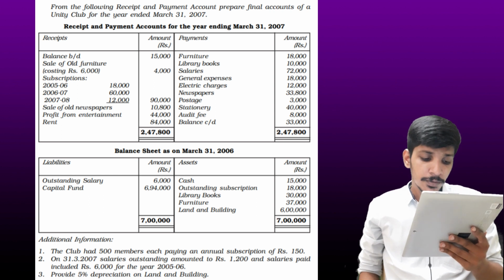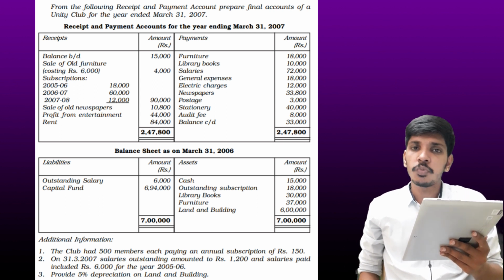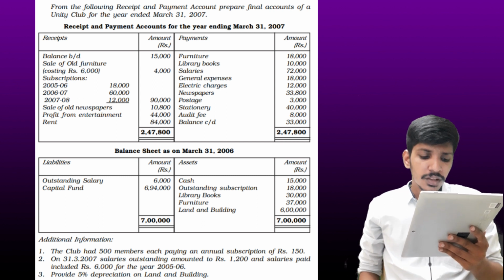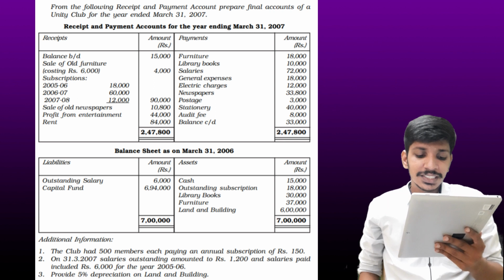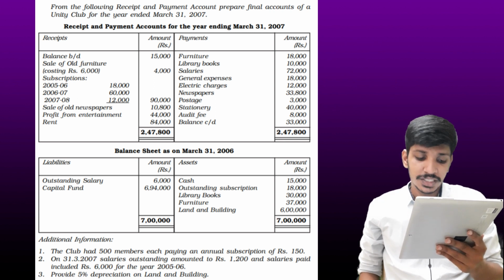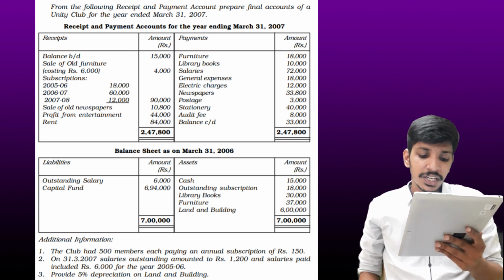Additional information. The club had 500 members, each paying an annual subscription of 150. On 31/3/2007, salary outstanding amounted to 1,200 and salaries paid include rupees 6,000 for the year 2005-06. Provide depreciation at 5% on the land and building.